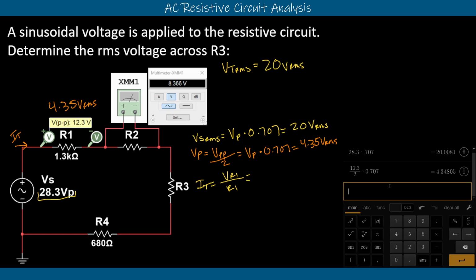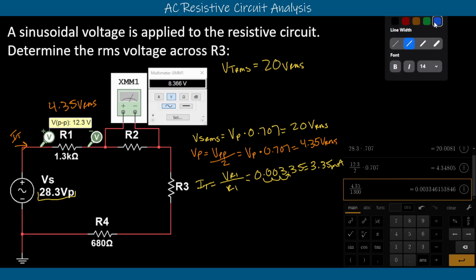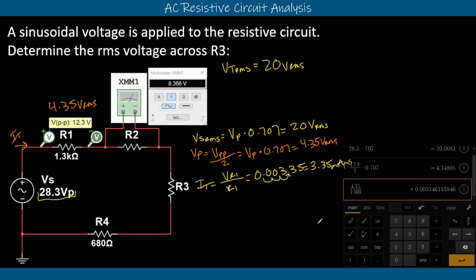We'll say that we have a voltage drop RMS value of 4.35 divided by a total resistance for R1 of 1,300, and then we'll plug that in. That's our total current for the entire circuit. So we'll say that that is 0.00335, and we can move that decimal point back, and we'll get that as our milliamp value. So our total current is 3.35 milliamp. And that's in RMS. So we can use that.